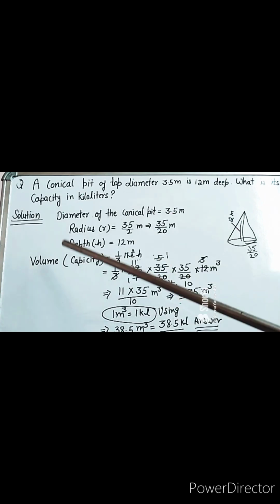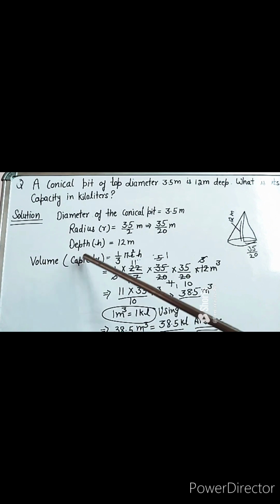Depth is 12. Now we find the volume of the conical pit. 1 by 3 pi r square h is the formula. Putting the values of pi, r and h, we get 11 multiplied by 35 upon 10 meter cube. Then applying the decimal point, we get 38.5 meter cube. But 1 meter cube is equal to 1 kiloliter, so 38.5 meter cube is equal to 38.5 kiloliter. That is the answer.